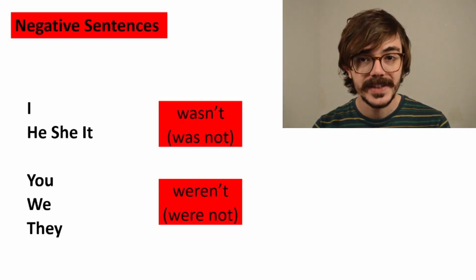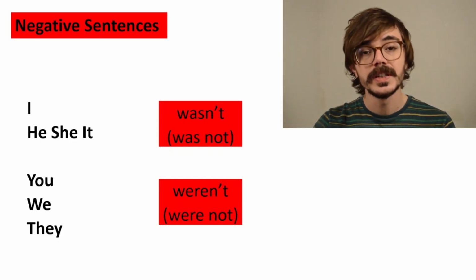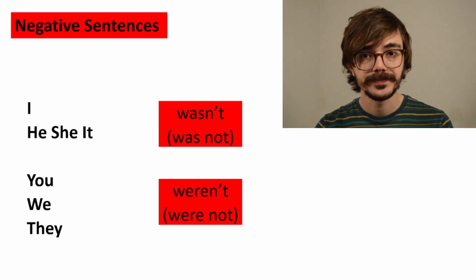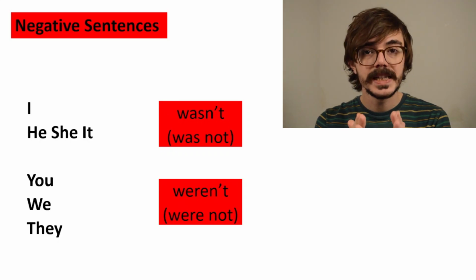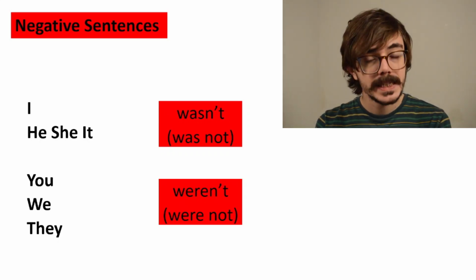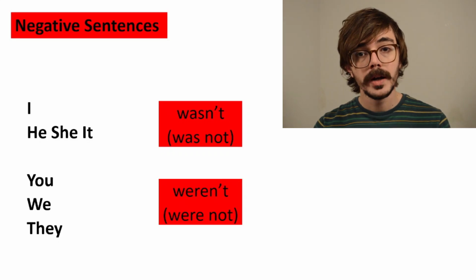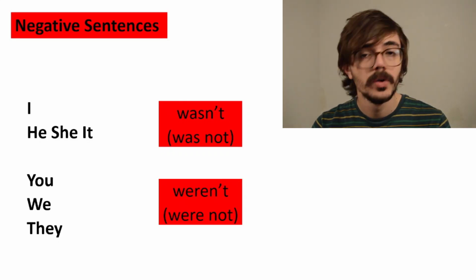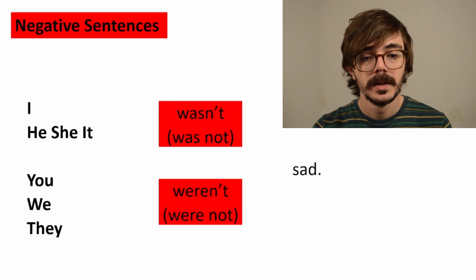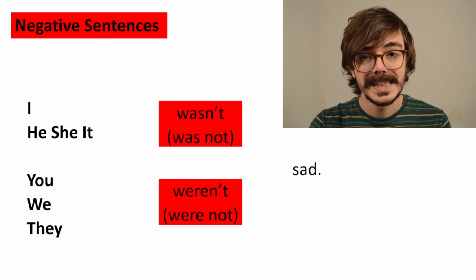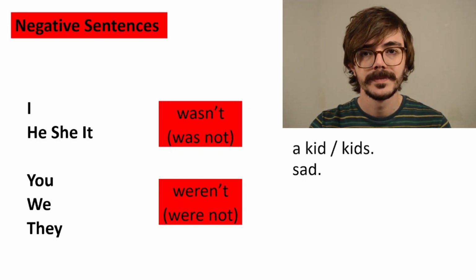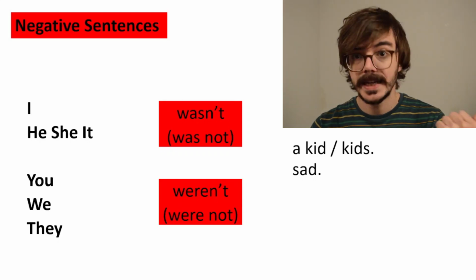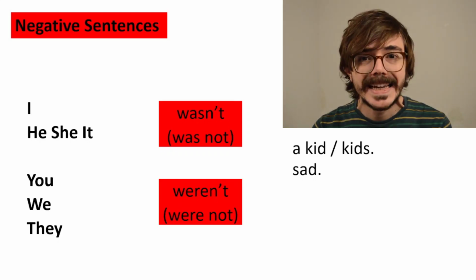So what about a negative sentence with the verb to be in the past simple? We just add not after the verb was or were. And when we put was and not together, we usually say wasn't. But we can say was not. Were not together, weren't. Or were not. I wasn't sad. He wasn't sad. You weren't sad. They weren't sad. I wasn't a kid. He wasn't a kid. She wasn't a kid.